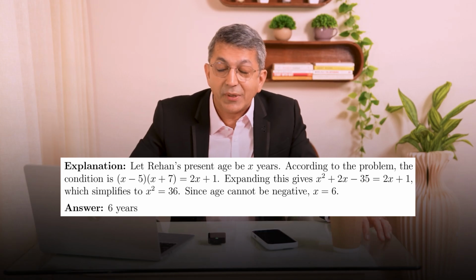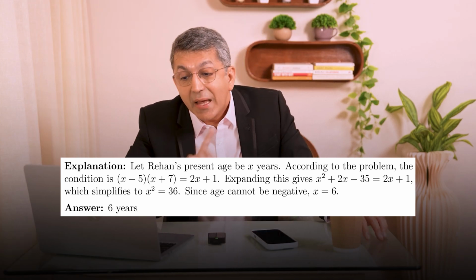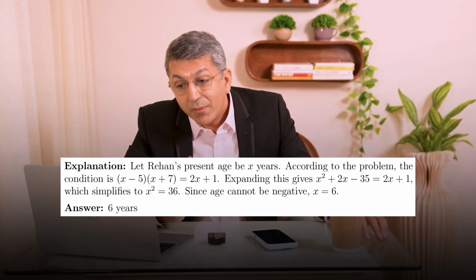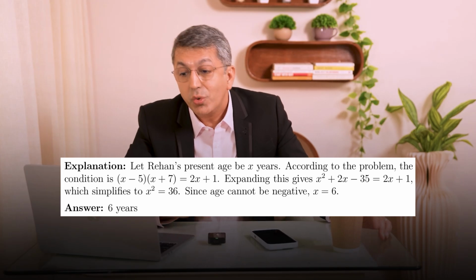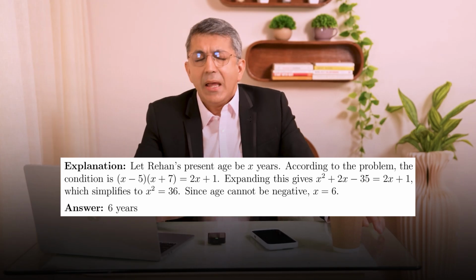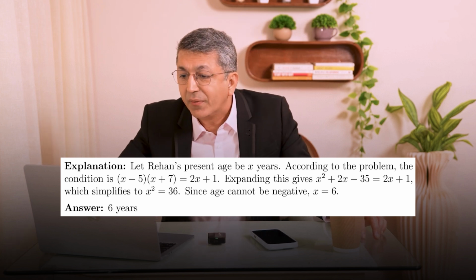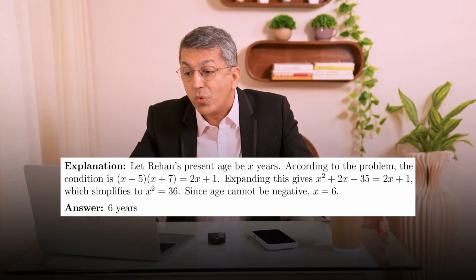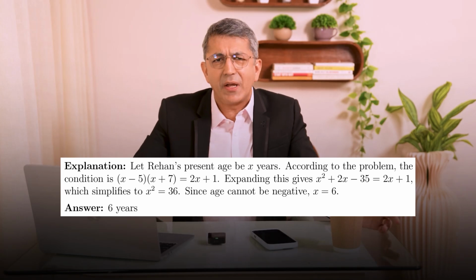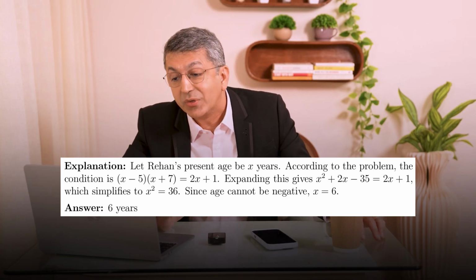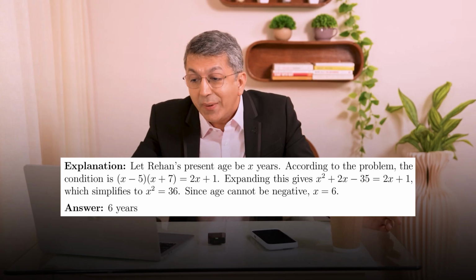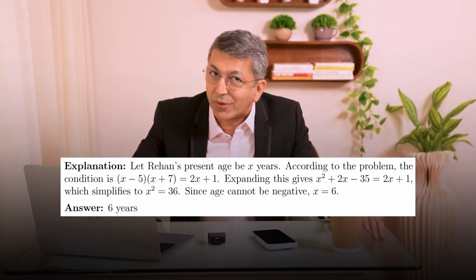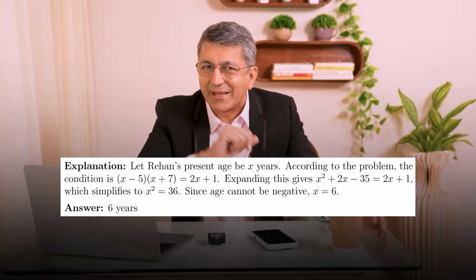According to the problem, the condition is (x minus 5) times (x plus 7) equal to 2x plus 1. Expanding this gives us x squared plus 2x minus 35, which is equal to 2x plus 1, which simplifies to x squared is equal to 36. Since age cannot be negative, x is equal to 6. So the answer, 6 years.